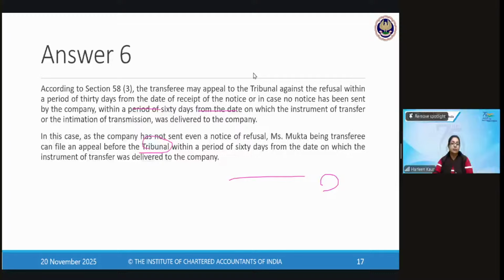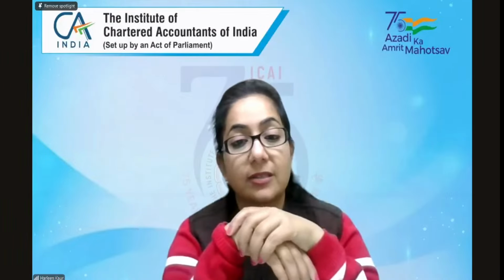Then what will happen if it is a private company? For the time period, the transferee may file an appeal within a period of 30 days from the date of notice, and if no notice has been received, then 60 days. If the company has not sent the notice, then it can file an appeal within a period of 60 days. So what was the actual answer? That the appeal can be filed within a period of 60 days.